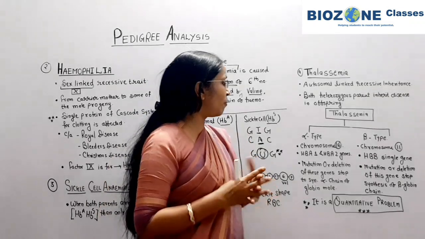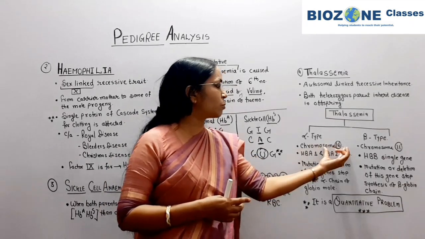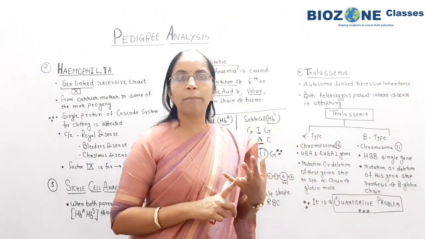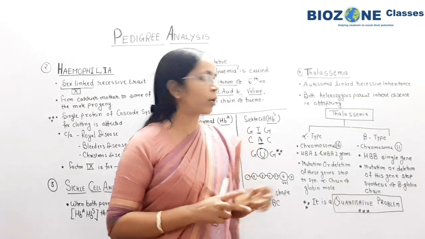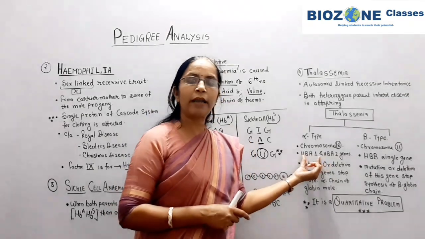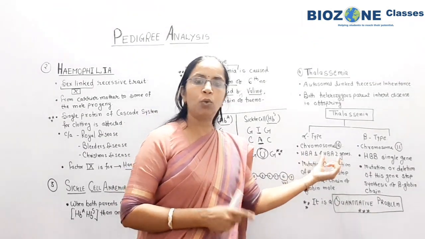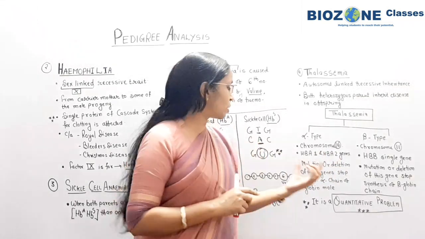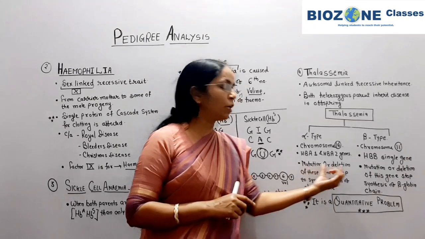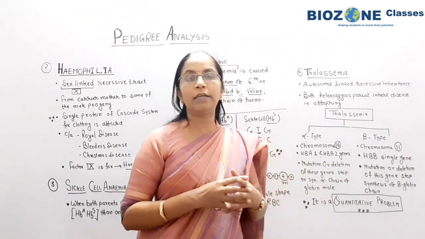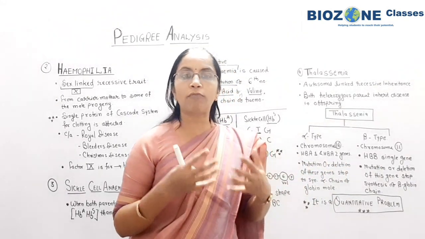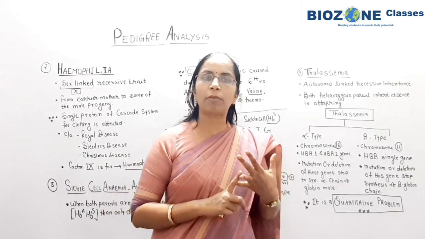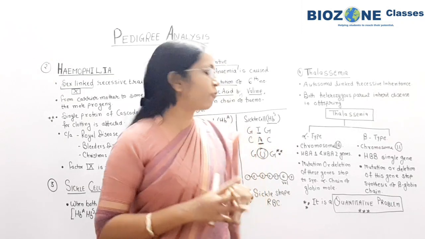Alpha thalassemia, you read, is because of chromosome number 16. On chromosome number 16 two genes are located. These two genes are HBA1 and HBA2, and when these both genes or any one gene undergoes mutation or deletion, NCERT states one or all four. Why four? Because two genes from the maternal side and two genes from the paternal side, so total 4 genes.